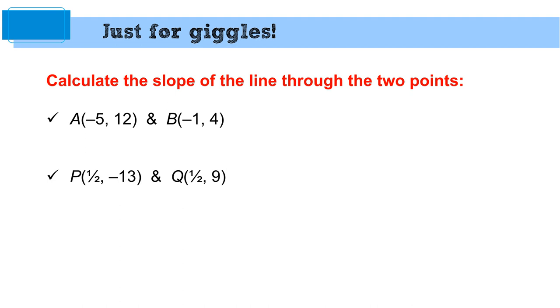Dimitri, what did you get for the slope of AB? I got -2. Can somebody confirm? Yeah. How about the second line, PQ? Undefined. What would that look like if you graphed it? All lines are straight. Could it be a parabola? No, sir. It's a line. Just on the x-axis? No, sir. Vertical. Vertical, very good.